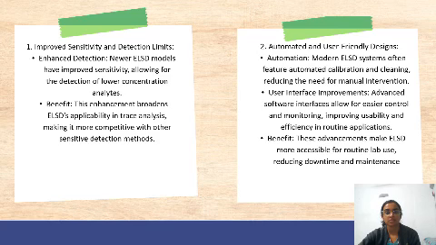Second is automated and user-friendly design. Automation: modern ELSD systems offer automated calibration and cleaning, reducing the need for manual intervention. User interface improvement: advanced software interfaces allow for easier control and monitoring, improving usability and efficiency in routine applications. It is beneficial as this advancement makes ELSD more accessible for routine lab use, reducing downtime and maintenance.